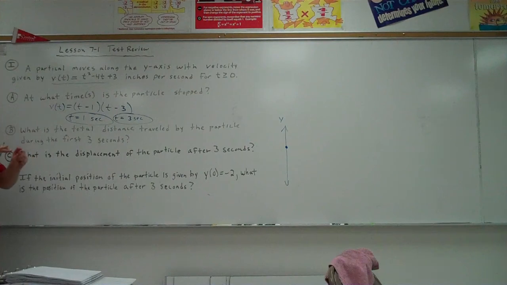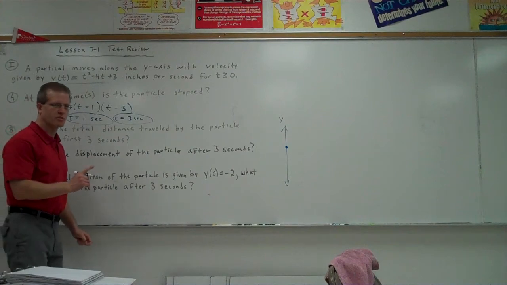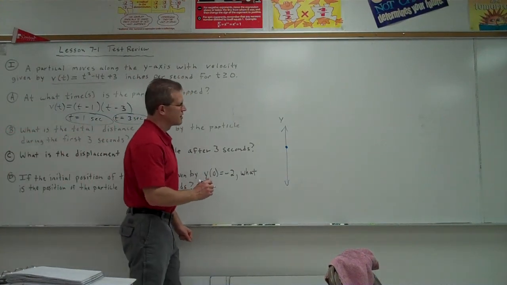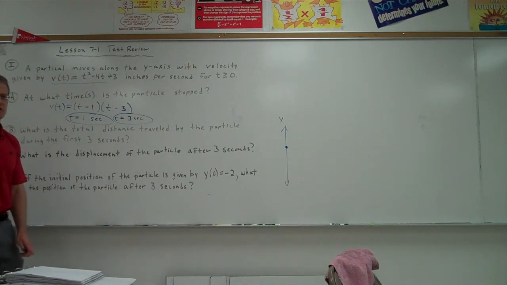Now, it might be just stopped momentarily to change directions, or it could be stopped, pausing, and then going again, kind of like the stop and go at a stop sign. Any questions about part A? Part B. What is the total distance traveled by the particle during the first 3 seconds? Well, you need to know the formula for total distance traveled. You take the integral of the velocity equation, but you have to take the integral of the absolute value of the velocity equation, actually.